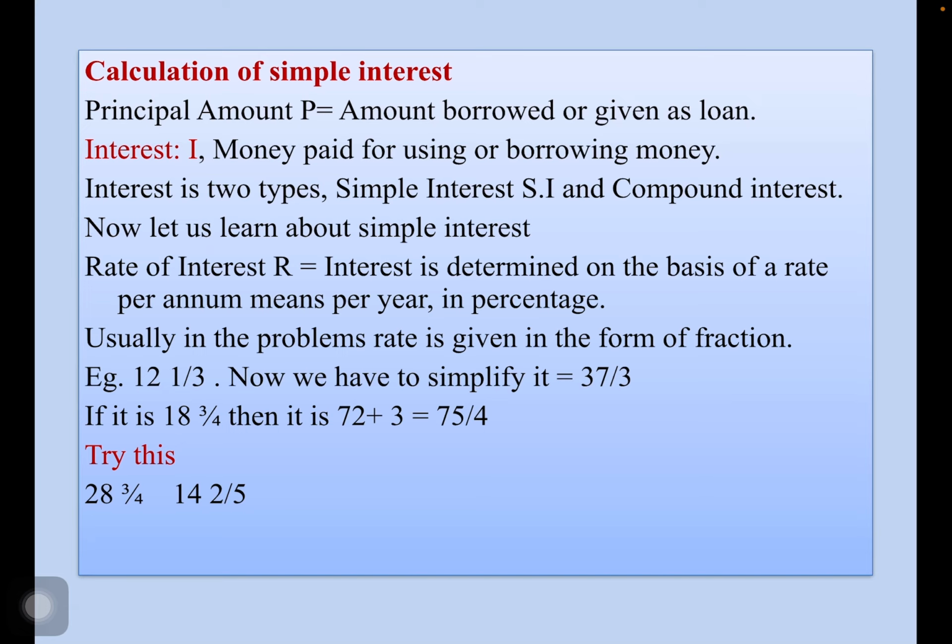Usually in the problems, rate will be given in the form of a fraction. I will give some examples, like 12 1/3%. Now we have to simplify it. How to simplify 12 1/3? 3 12s are 36, plus 1, 37/3. In the same way 18 3/4: 4 18s are 72, plus 3, so 75/4. Like that you usually will get in the exam. I gave two examples for you to try.